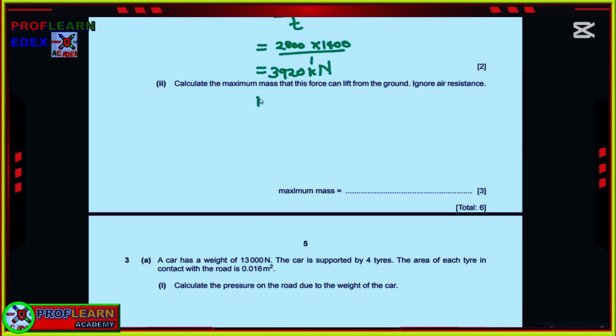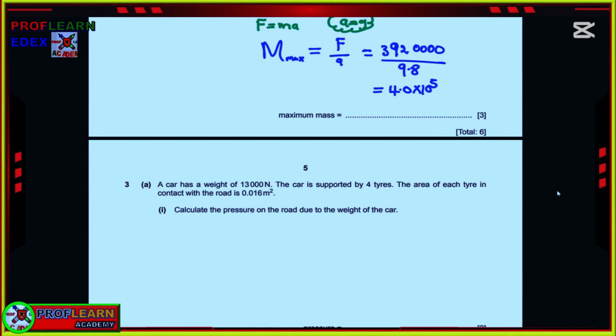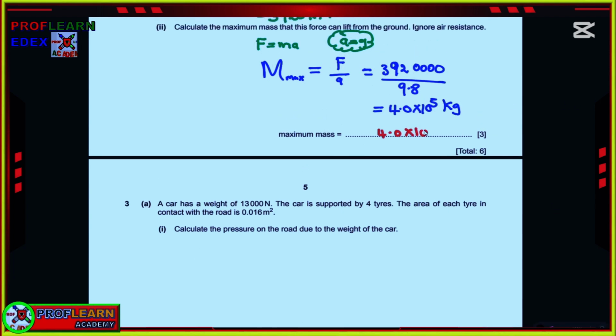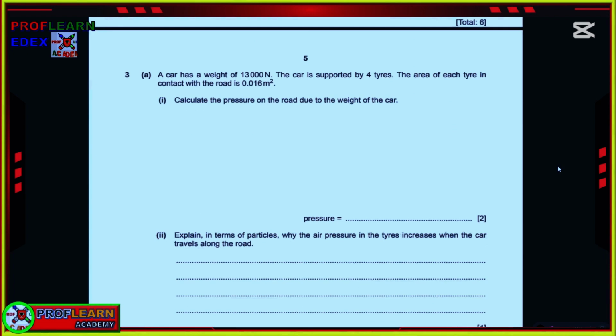We need to check the maximum mass that can be lifted. We're going to use the formula force equals ma, but a is going to be the gravity because the mass is going to be lifted upwards. So maximum mass is force divided by gravitational field strength, and if you work that out, you're going to get 4.0 times 10 raised to power 5 kilograms. So remember to include the units whenever you are working out questions in IGCSE Physics.